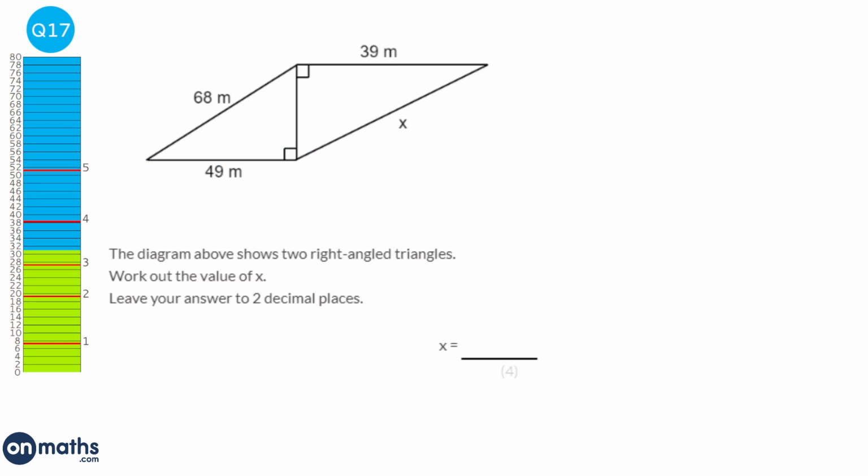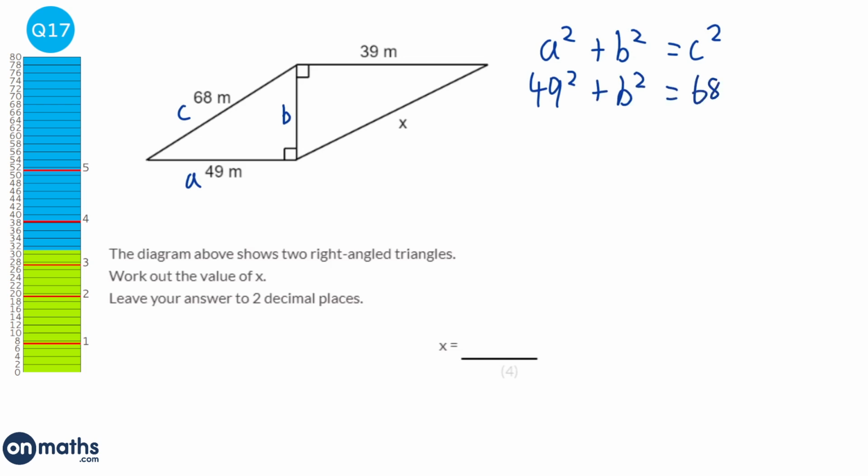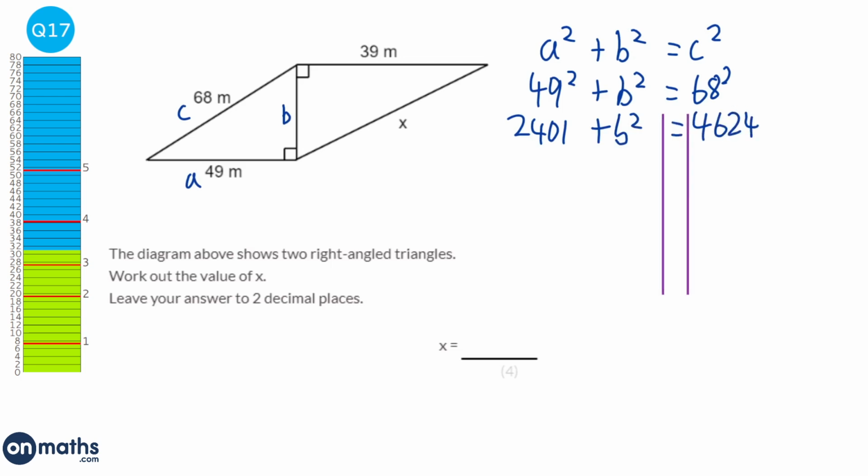We can't work out what x is straight away, but we can find this value here. And we know with Pythagoras we can find a third length if we've got the other two in a right angle triangle. So a squared plus b squared equals c squared. And a and b were labelled. C is always opposite the right angle, so it'd be 49 squared plus b squared equals 68 squared. And 49 squared is 2,401. And 68 squared is 4,624.